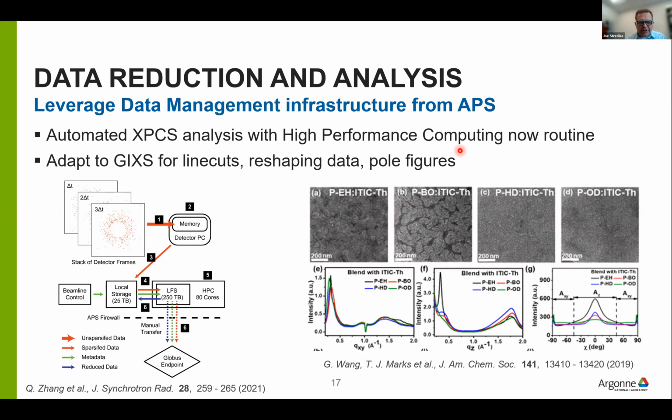And then we'll be adapting that for use at 9ID, and also adapting it further for the grazing-incidence scattering geometry, so that we'll have the more complete, relevant treatment of all the components of the Q vector that are necessary for when the surface comes into play, be able to do line cuts, reshape, and compute pole figures, other things of interest to the GISAXS, GIWAXS community.